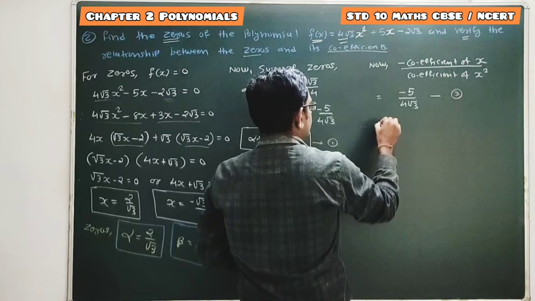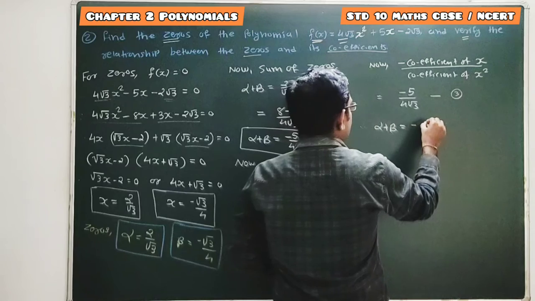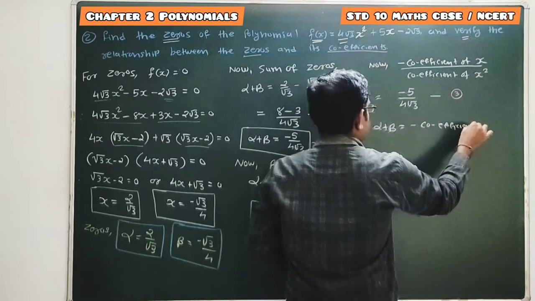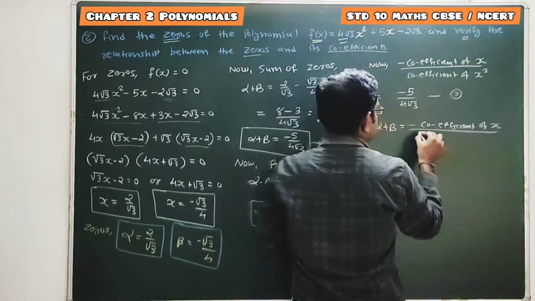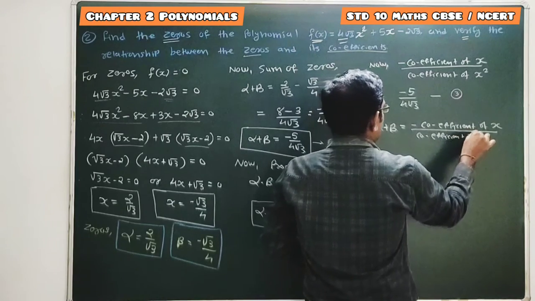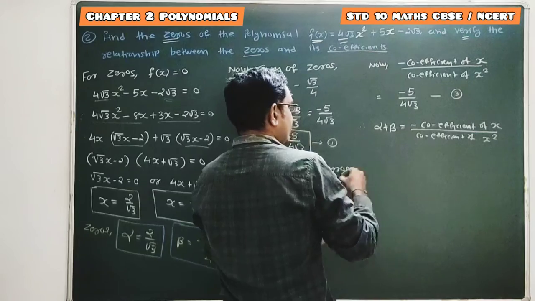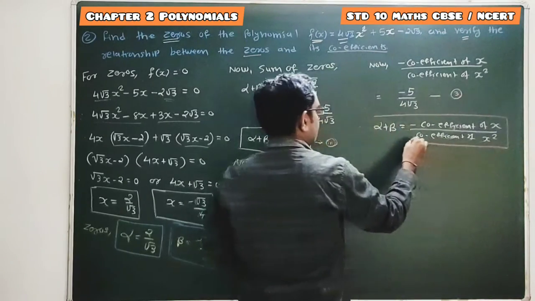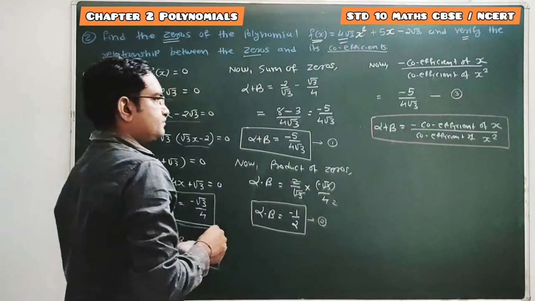Therefore we can say alpha plus beta, the sum of zeros, is equal to minus of coefficient of x upon coefficient of x square. So here the first relation is verified. The first relation is verified from result number 1 and 3.